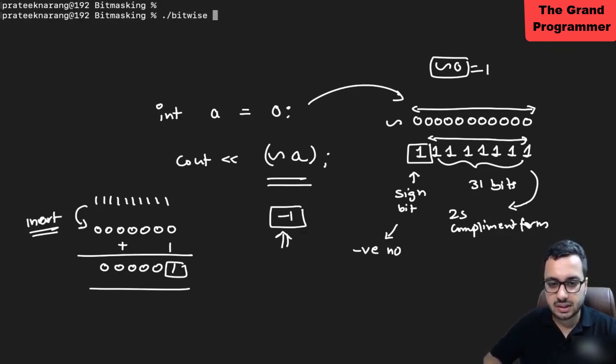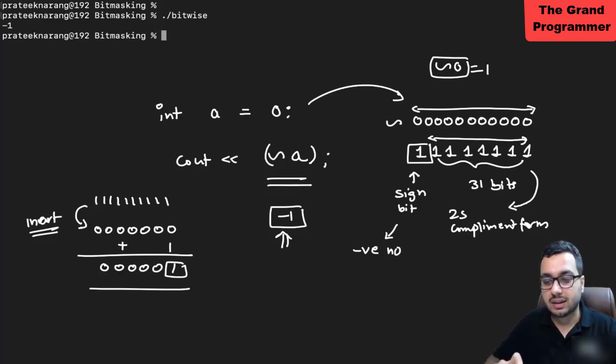This should be /bitwise. So you can see this output is actually -1. That is because of the same reason I have discussed. Doing a negation of all zeros gives us a number in which all bits are ones, and since it is stored in 2's complement form, the first bit denotes the sign bit, the remaining bits denote the magnitude, and in order to find the exact magnitude, we have to take 2's complement.